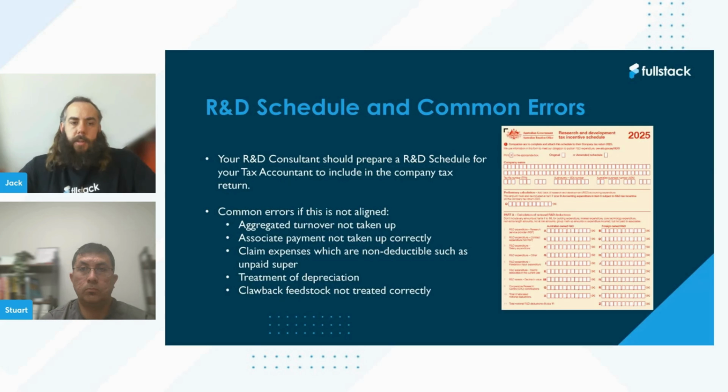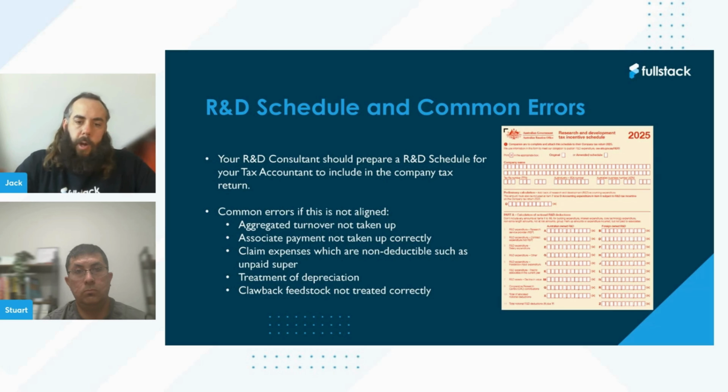At the end of the process, the final piece of the puzzle after the application form is lodged and registered is the R&D tax schedule. So this is included in the company tax return by your tax accountant, and that's how the benefit flows through. So we advocate that your R&D tax consultant be the one preparing the schedule. There are some people out there that don't like to do that for whatever reason, but it is very important to align the technical and the financial sides of the claim to make sure that you're compliant with all the requirements and that there's no mismatch there.